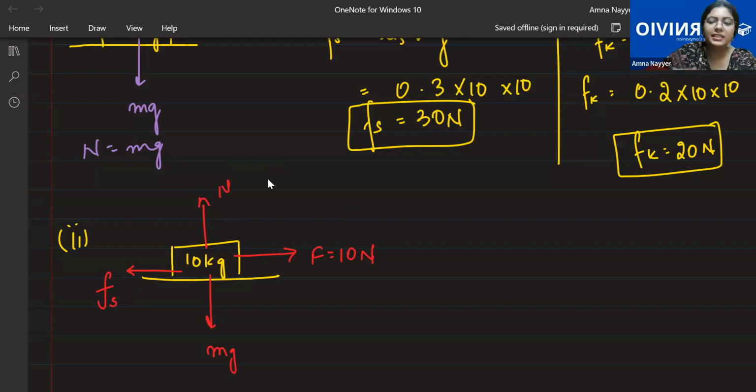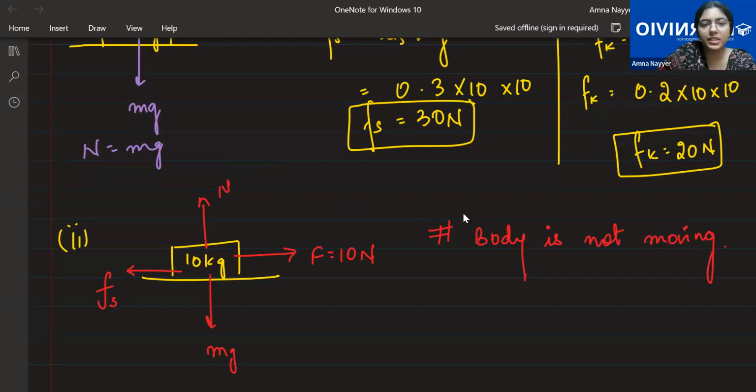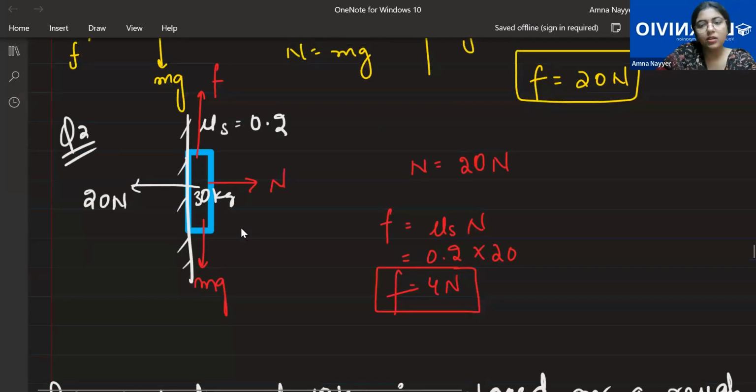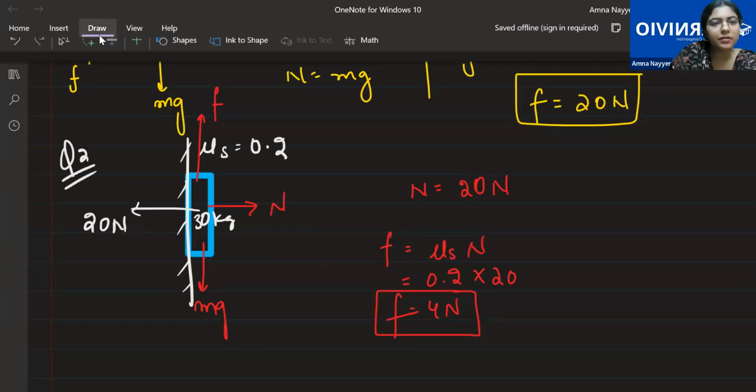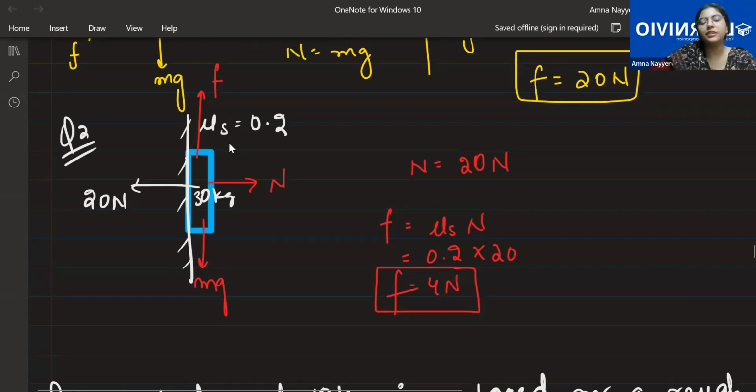Now see, here you don't have to use mu s into N or anything. Look, when it is static friction, it means the body is not moving, right? In the previous question it was kinetic friction, sorry, no, that was static friction too, yes.